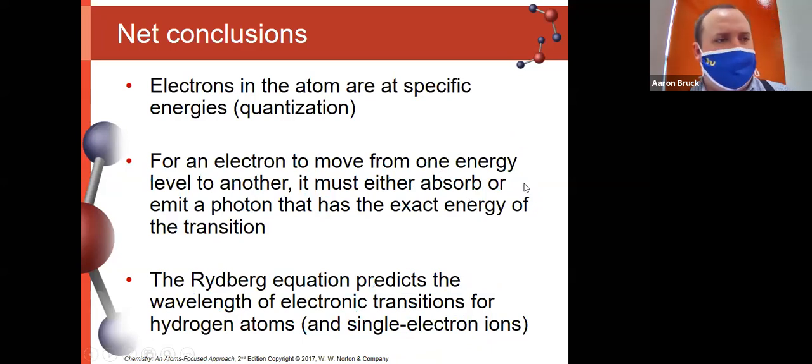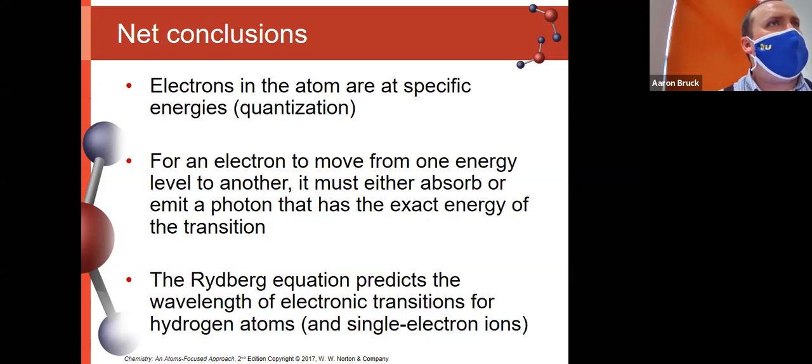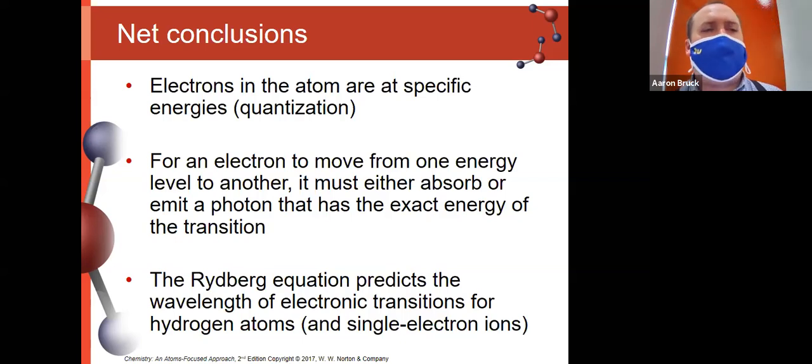So let's summarize a little bit. Based on the first day and a half here in chapter 3, we can make the following conclusions. First of all, we can understand that the electrons that are in the atom exist at specific energies. That's the whole concept of quantization. An electron exists and has a certain energy in that atom. And when it moves from one energy level to another, it either gains energy or loses energy, but still has some quantified amount of energy associated with it.